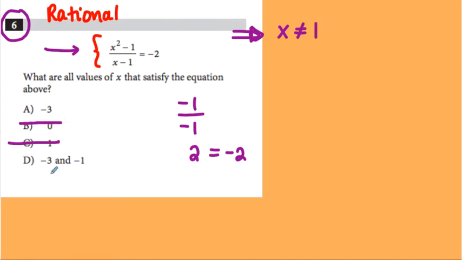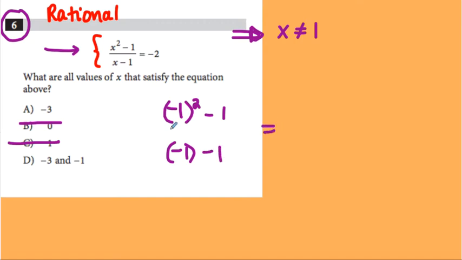Now, I could use negative 3 next, but the problem with that is if negative 3 is an answer, I still have to test negative 1. So I decided to think about that carefully and decided to plug in negative 1 first. So I did negative 1 squared minus 1, and I did negative 1 minus 1. And I need to see if that equals 2. Okay, remember equals means is the same as.